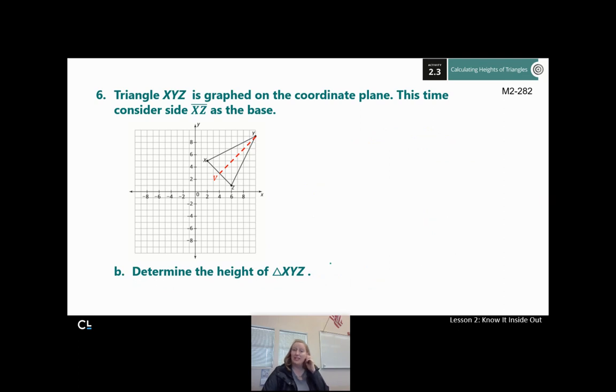So now that you know where V is, we know it's at 4, 3, right? We know V is at 4, 3. We know Y is at 10, 9. We've known that from the start. Figure out your height. Use some distance formula. Go ahead and hit pause to work that out. And then hit play when you're ready to check your work.